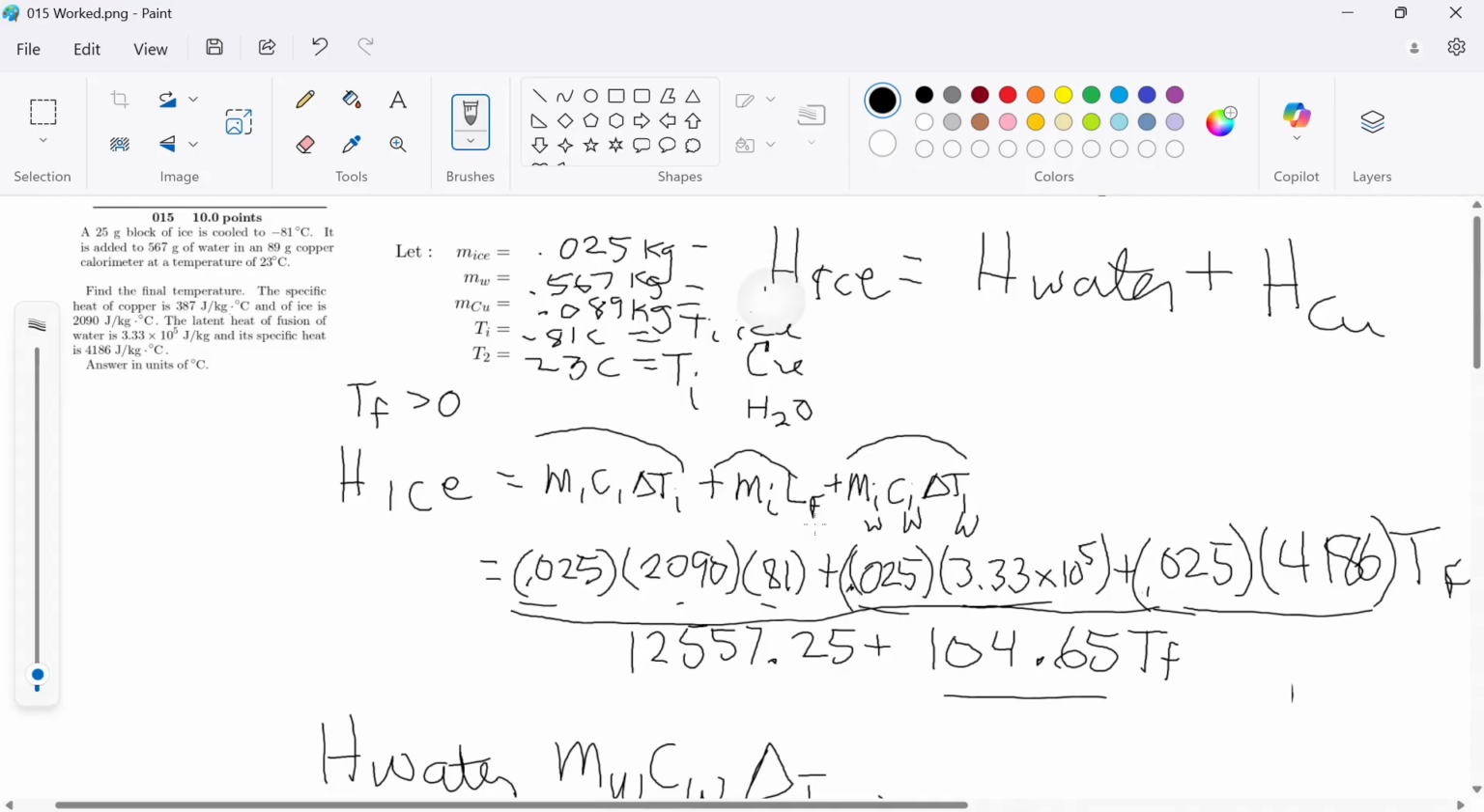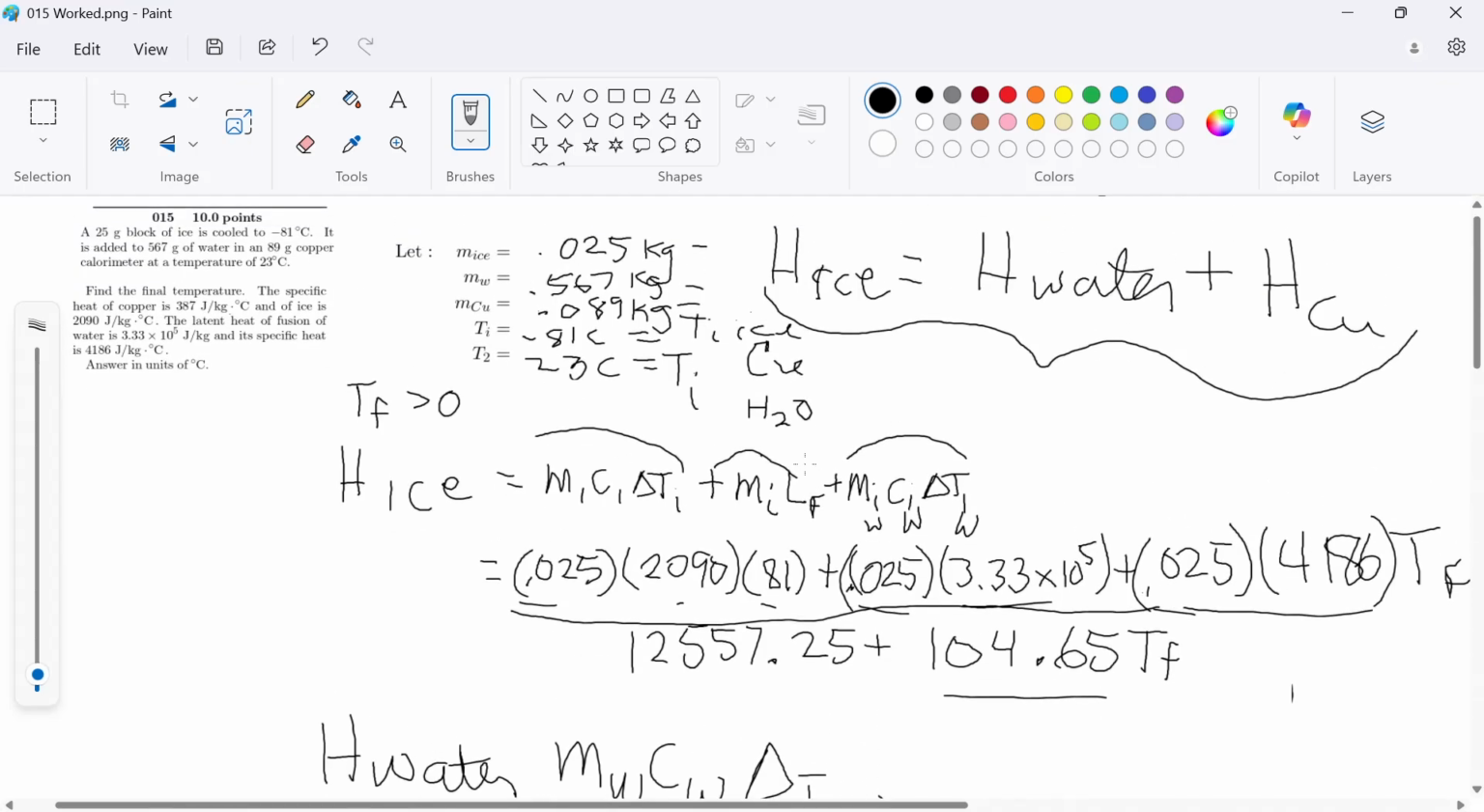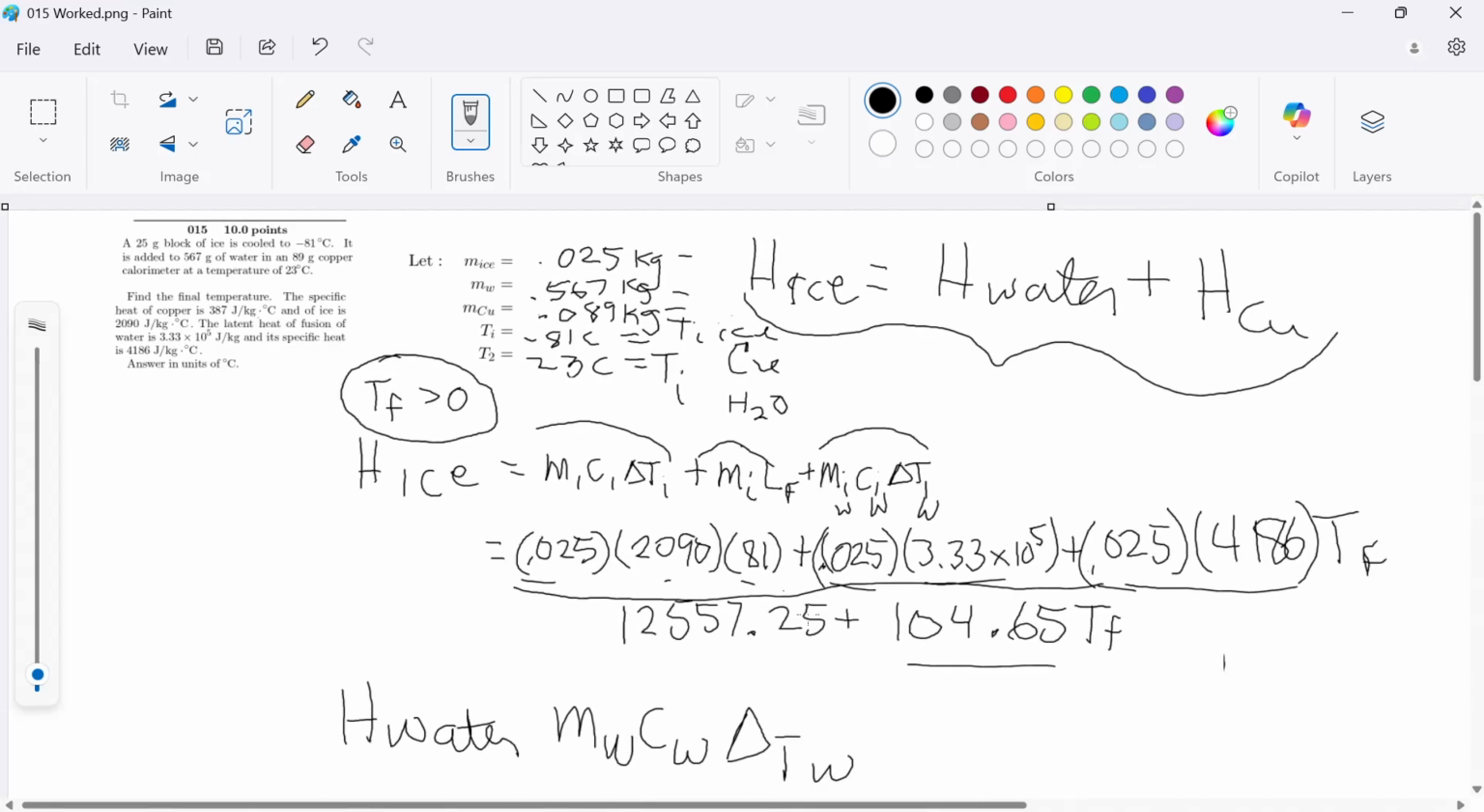And here's the formula. The heat gained by the ice has to equal the heat lost by the water plus the heat lost by the copper, the calorimeter. Now, the final temperature, I'm saying, is greater than zero. There's so much of that water and so much of copper that it's going to melt all that ice. So I'm saying that the final temperature is greater than zero. Nowhere in the question does it say that, but I have to put it in there.